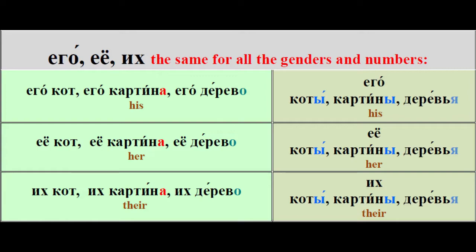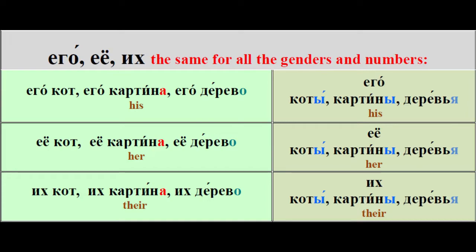The next one is её, her. It's also the same for all genders and numbers. Её кот, её картина, её дерево. Её коты, её картины, её деревья.